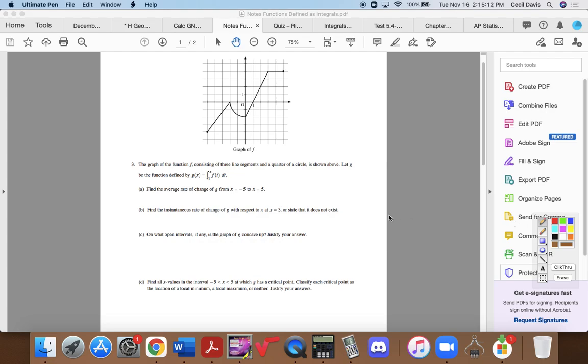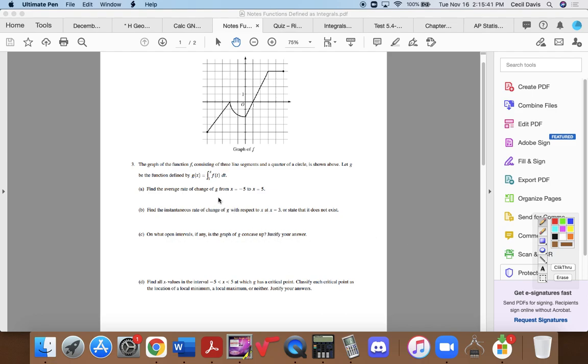So the graph of the function f, consisting of 3 line segments and a quarter of a circle, is shown above. Let g be the function defined by g of x is the integral from 1 to x of f of t dt. So none of that 2x business on this. The one thing to notice, though, is they started at 1, not at 0. That actually got some people in trouble on this. They're just so used to starting them at 0 all the time.